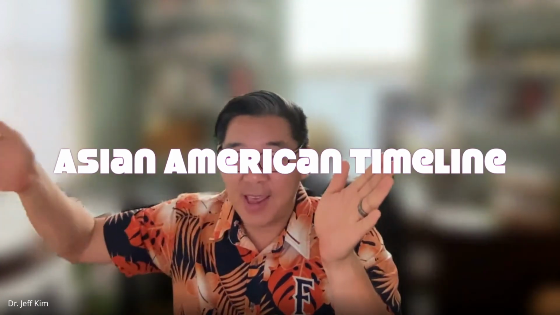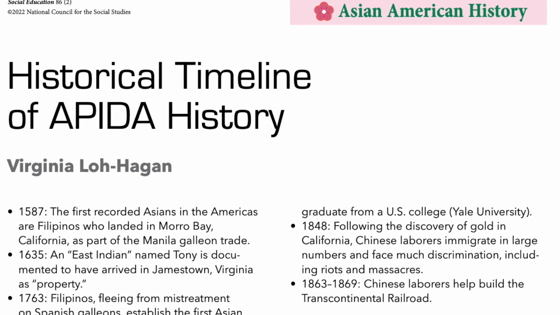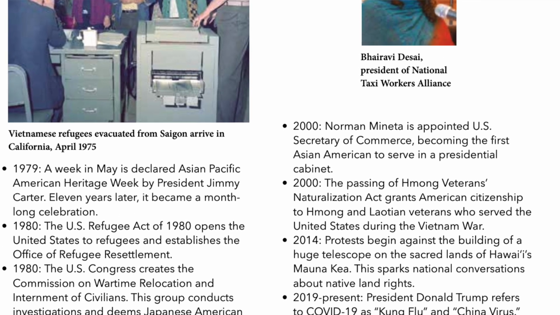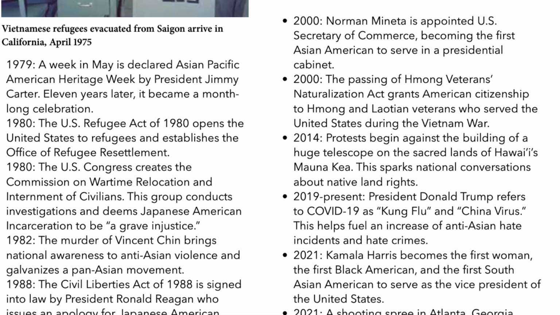And the way that we'll do this is by creating a timeline of key events that shaped Asian American history. There's going to be a great document that I'm going to go ahead and provide. It's called Historical Timeline of APIDA History, and you're going to see events from 1587 all the way up to 2021, going past 1965. It was created by author Virginia Low Hagen, who is the co-executive of the Asian American Education Project. So we'll be using this to identify events that you want to explore more.